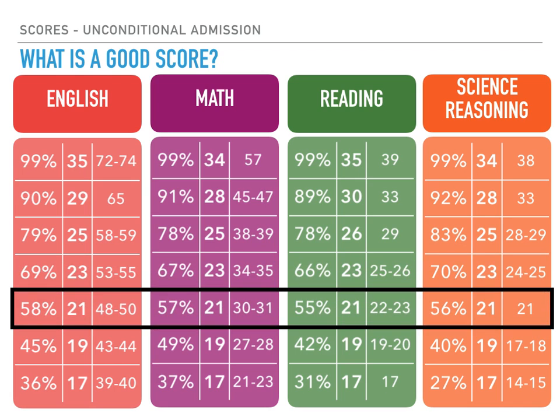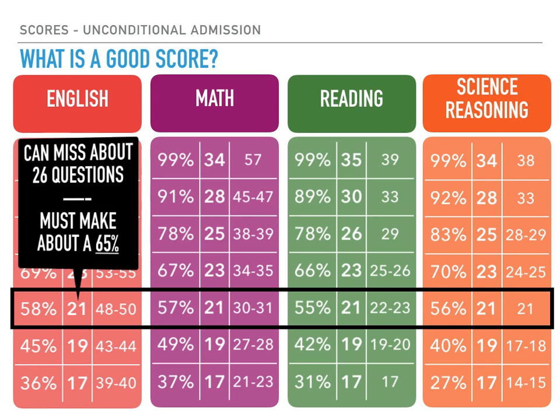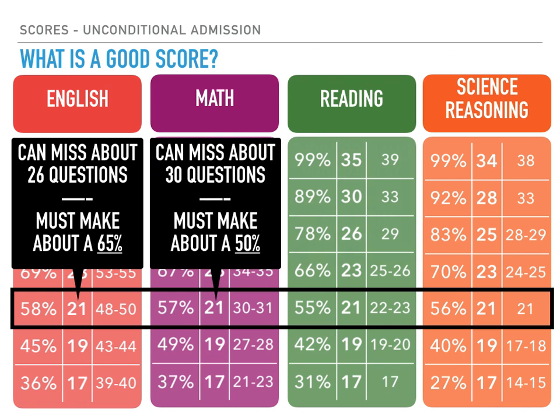And then, of course, there's unconditional admission. For both universities in Arkansas, unconditional admission is a 21 composite score. So what do you have to do to make that? Well, here's the breakdown there.